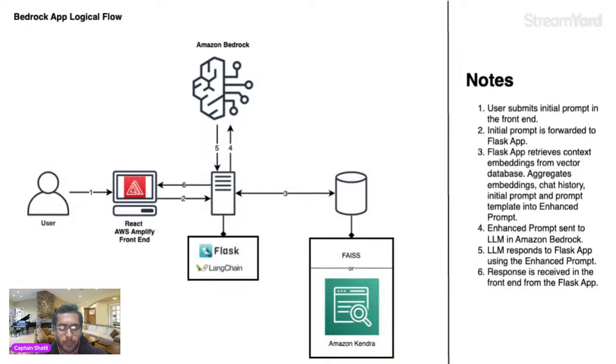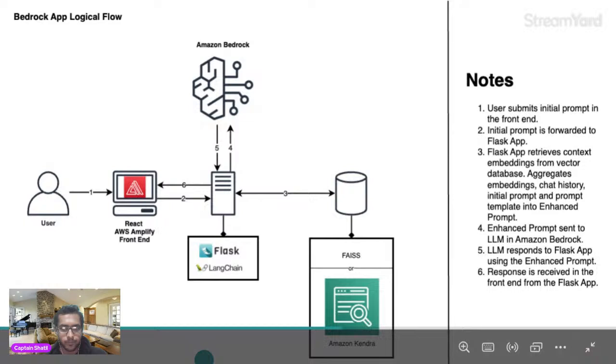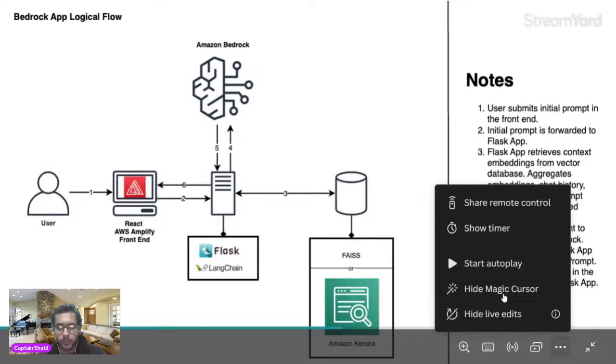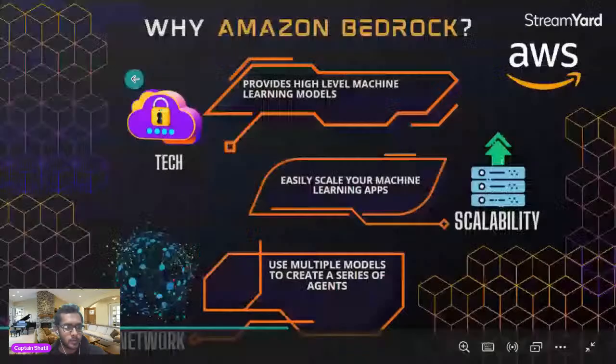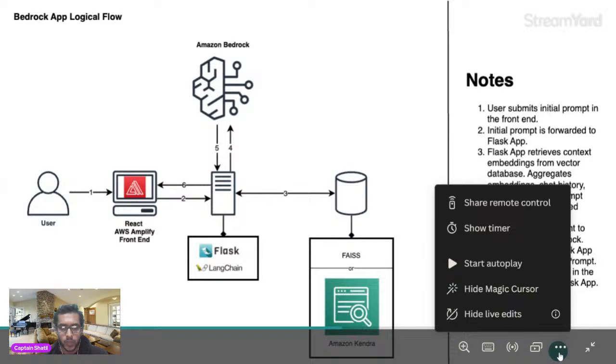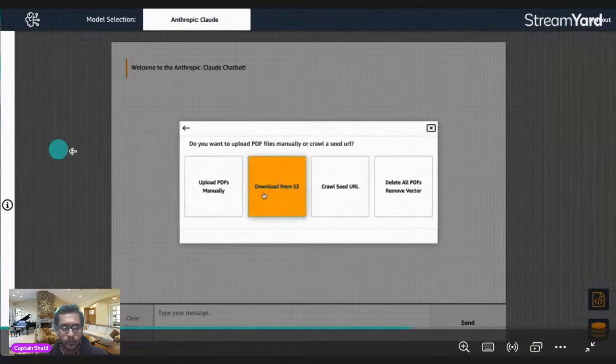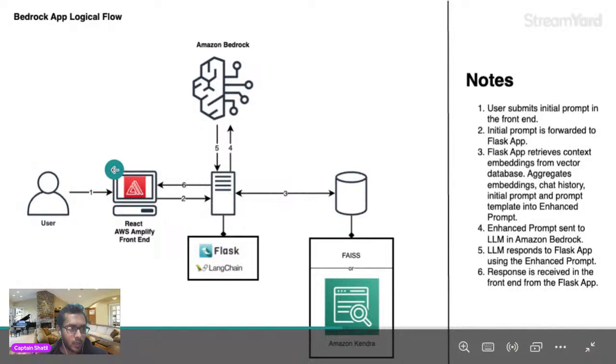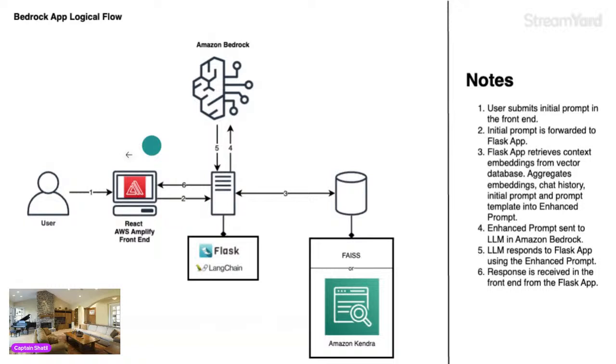So first of all, we have Amazon Bedrock. Sorry. And on the first step, basically, we have the user, right? So we have a user who is trying to access your app. Oh, sorry, that's a video. So you have a user that is trying to access your app.